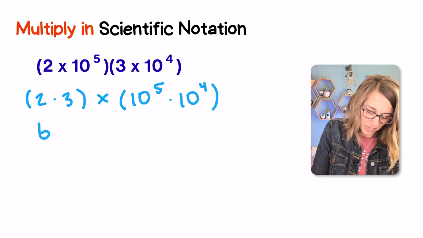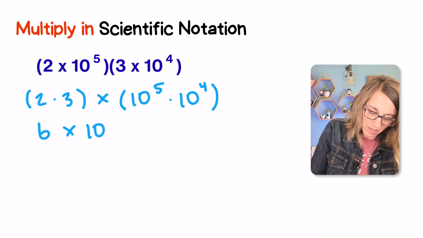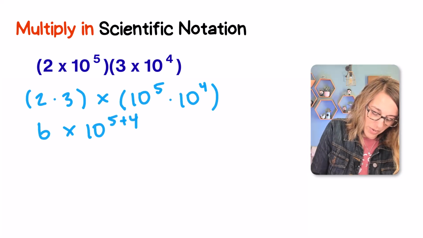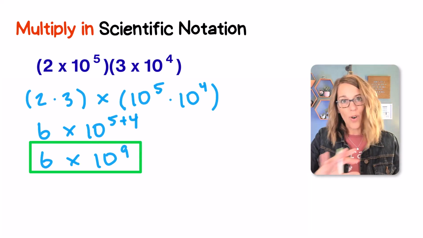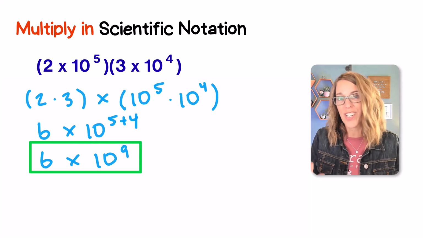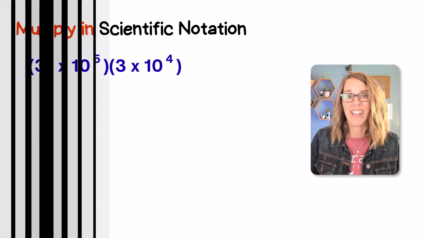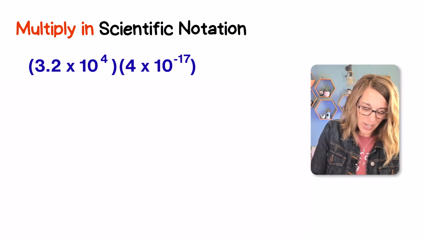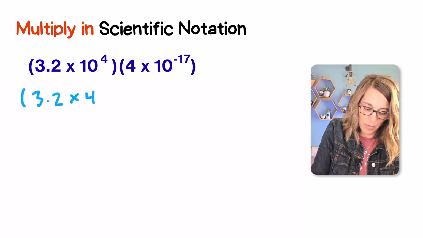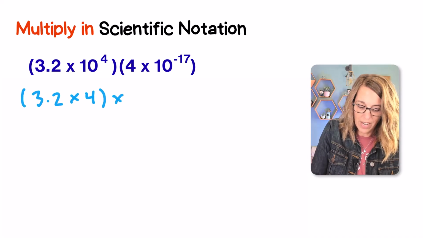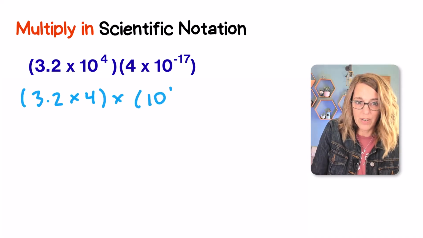2 times 3 is equal to 6, times 10 to the 5 plus 4, and we end up with 6 times 10 to the 9th. This one's already in scientific notation, no need for an adjustment. Here is the next one. I'm also going to regroup this. So I'm going to go ahead and take my 3.2 times 4, multiply those coefficients together, times, and then my powers of 10 get multiplied together.